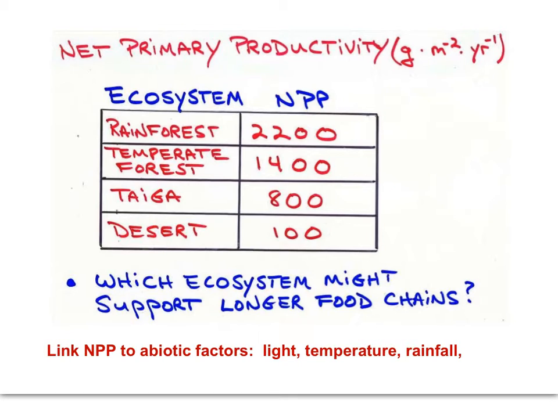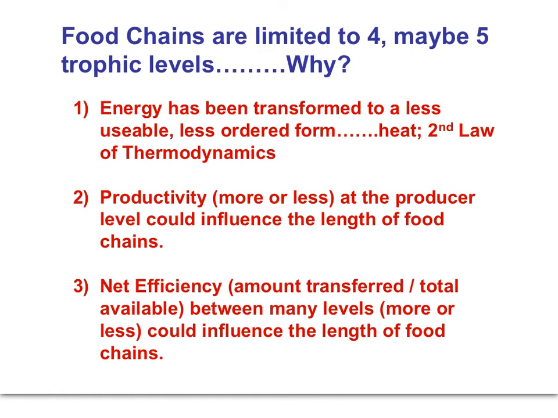But a system with a greater net primary production, such as a rainforest biome, might be able to support a slightly longer food chain than a system where the NPP was less. Food chains are limited to 4, maybe 5 trophic levels, simply because energy has been transformed to a less usable, less ordered form, known as heat, and this is due to the second law of thermodynamics.